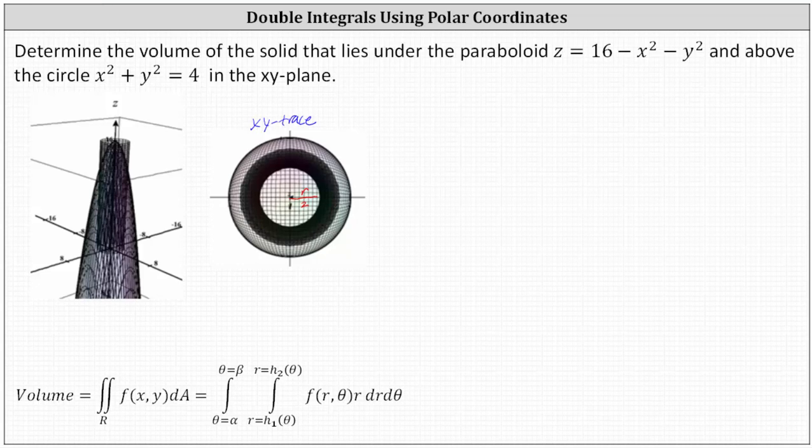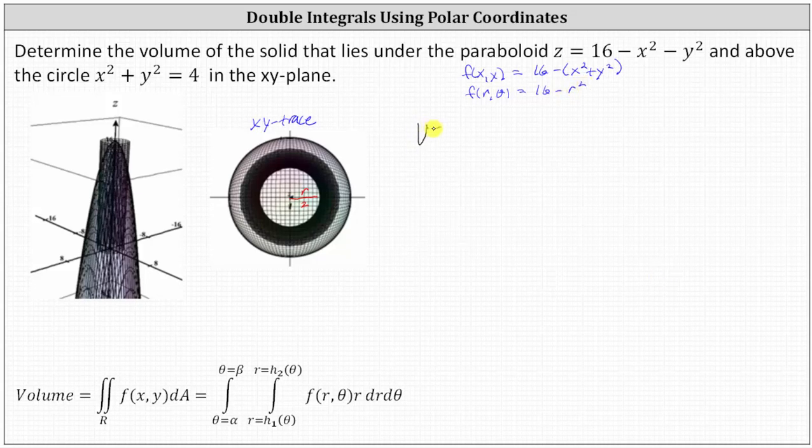Also notice the given function f of x comma y, or z, is equal to 16 minus x squared minus y squared, which we can write as 16 minus the quantity x squared plus y squared. And we know x squared plus y squared is equal to r squared, indicating we can write the function f as f of r comma theta equals 16 minus r squared. And now we will set up the double integral.